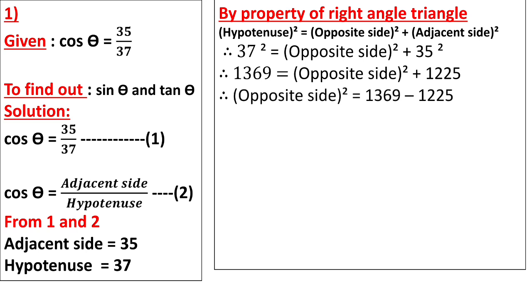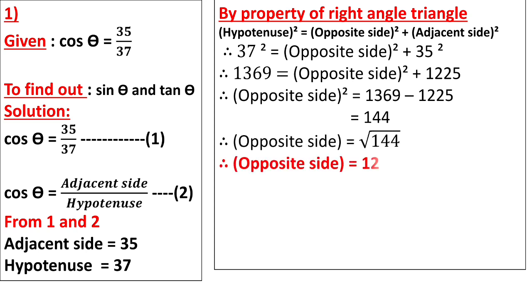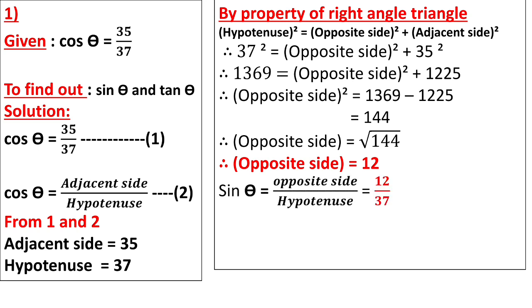Now 1369 minus 1225, here we get 144. So the square root of 144 is how much, student? 12. So the opposite side is 12. Student, the first ratio we have to find is sin theta, and the ratio is opposite side upon hypotenuse. What did we get for the opposite side? 12, and the hypotenuse we have is 37.